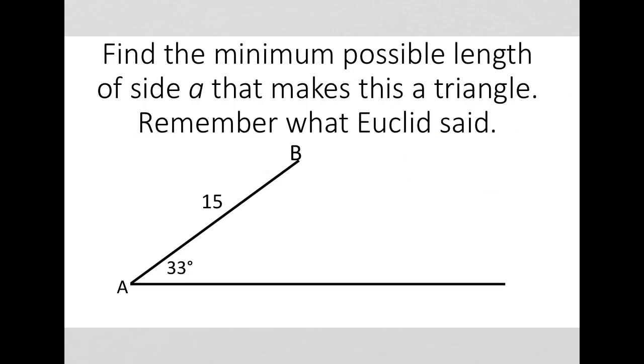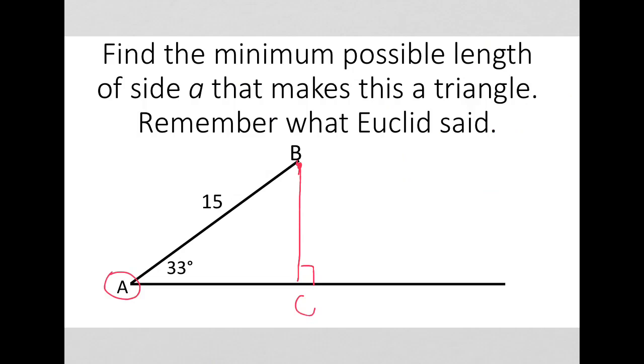First off, we want to know what is the minimum possible length of side A that makes this a triangle. Remember that side A will be opposite of angle A, so we're talking about this side over here, and if that's A, we want to know what is the shortest possible length it could be to create a triangle. Well, Euclid being the father of geometry, said the shortest distance between two points is a straight line, and that means the shortest distance from vertex B up there down to this base, AC, is actually going to be a perpendicular line.